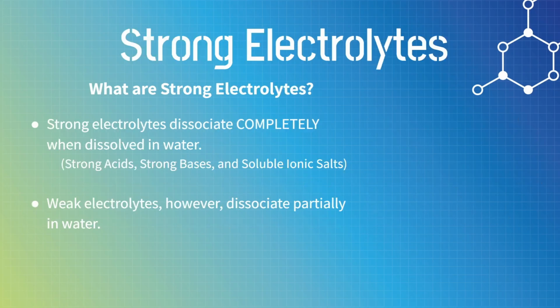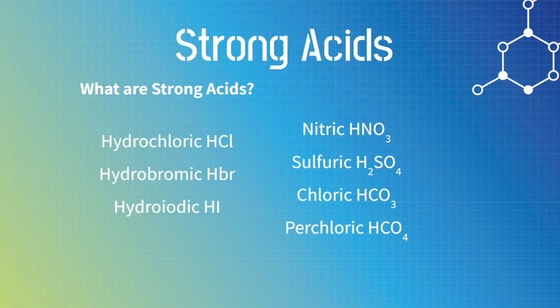Strong electrolytes. Strong electrolytes are electrolytes that completely dissociate when dissolved in water. Some examples are strong bases, strong acids, and soluble ionic salts. Weak electrolytes, on the other hand, do not dissociate fully, but they will dissociate partially.